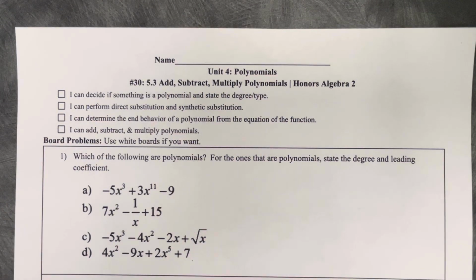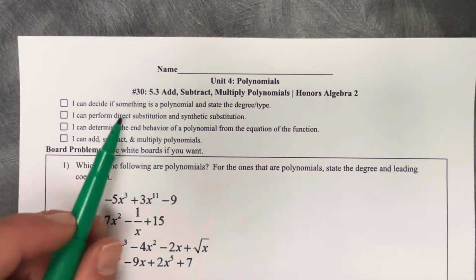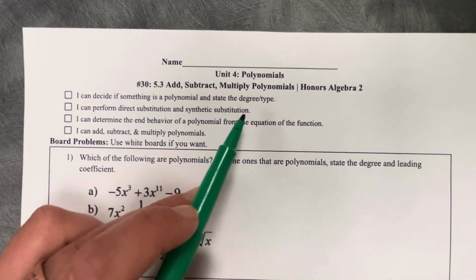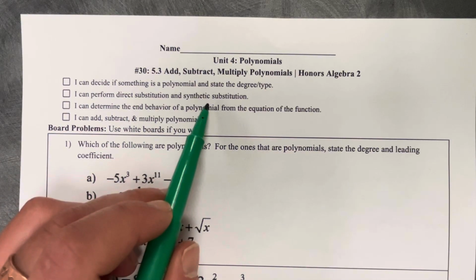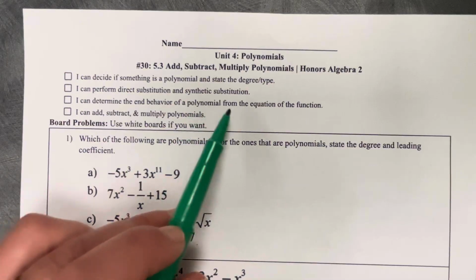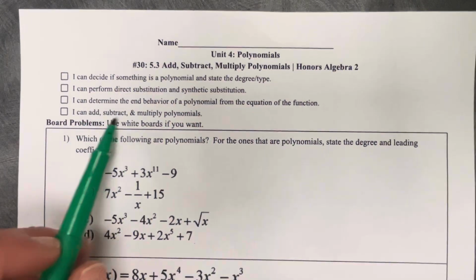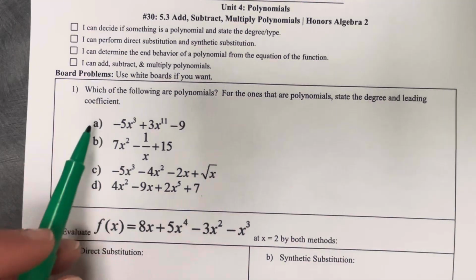5.3, add, subtract, multiply polynomials. So today we have a few goals. I can decide if something is a polynomial and state the degree and type. I can perform direct substitution and synthetic substitution. I can determine the end behavior of a polynomial from the equation of the function, and I can add and subtract and multiply polynomials. So, which of the following are polynomials?